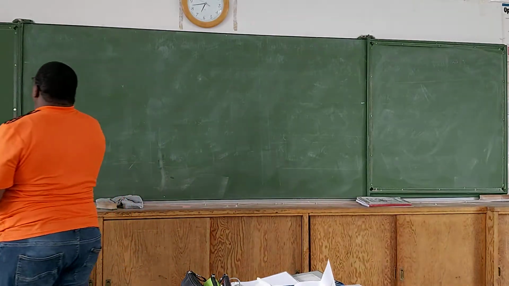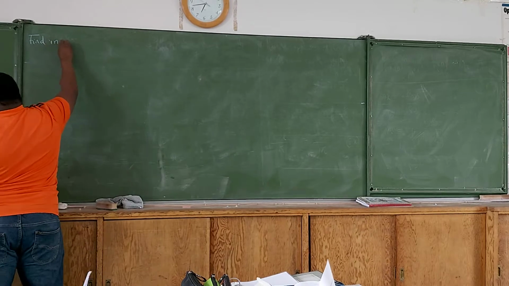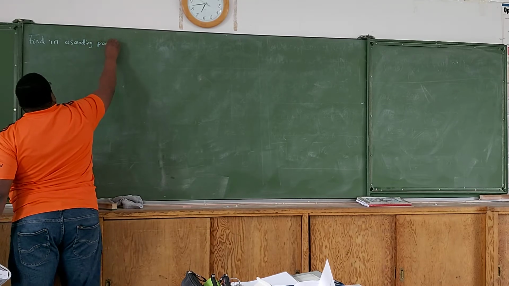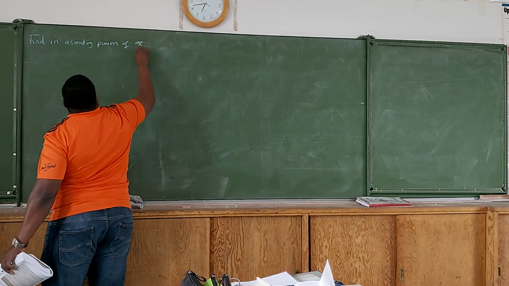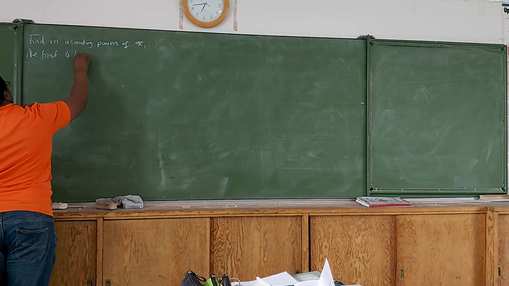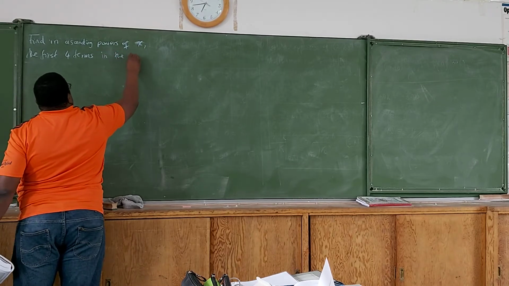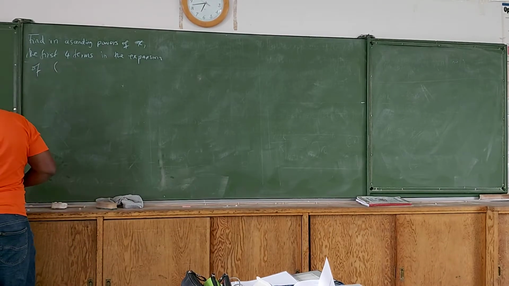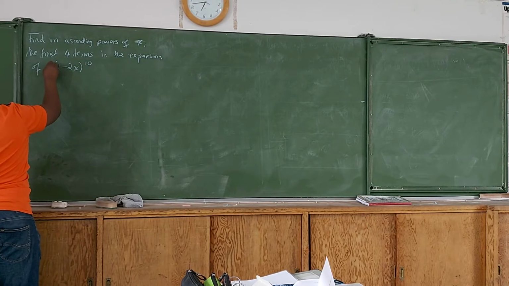Triangle 44. It says, ascending. Finding ascending powers of A. No, it's not A, but what is the letter here? X. The first four terms in the expansion of the quantity 1 minus 2x raised to the power of... But this is the first one, huh?